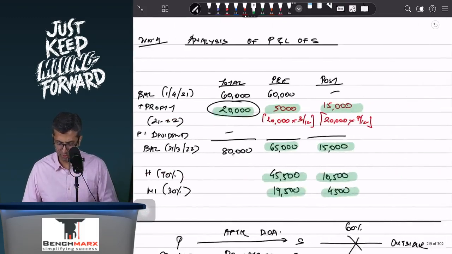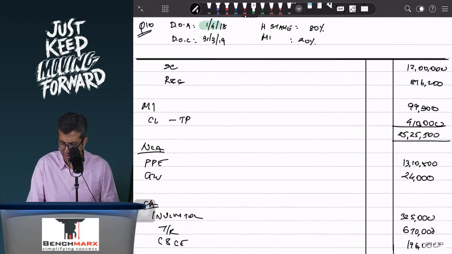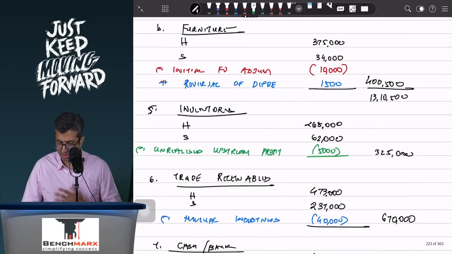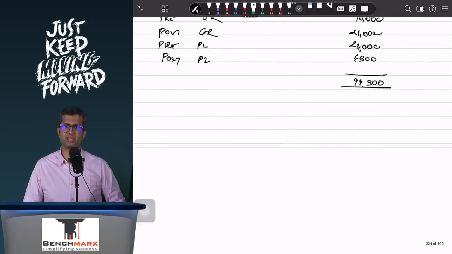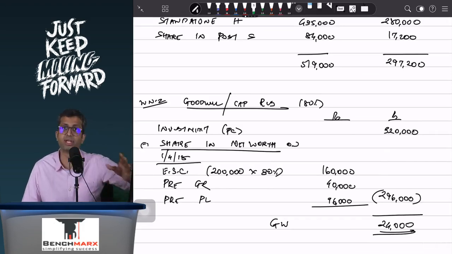So if you review this, I believe this is question number 10 over here. As you see, 1st April 18, 31st March 19, 80 and 20. Prepare the Schedule 3 balance sheet. Write down all the notes. Wherever you see that there are any adjustments, leave around 3 to 4 lines. If you're not very sure, leave 3 to 4 lines in every item.